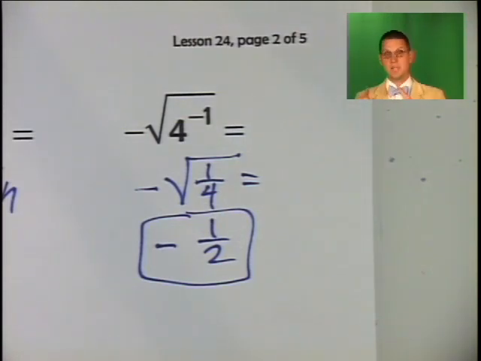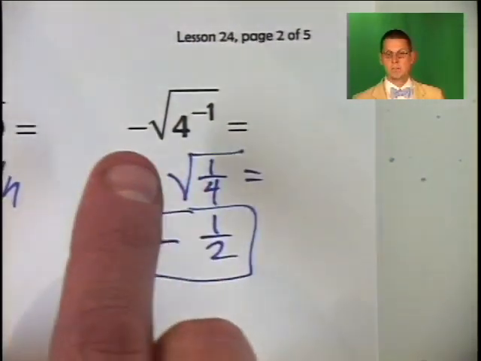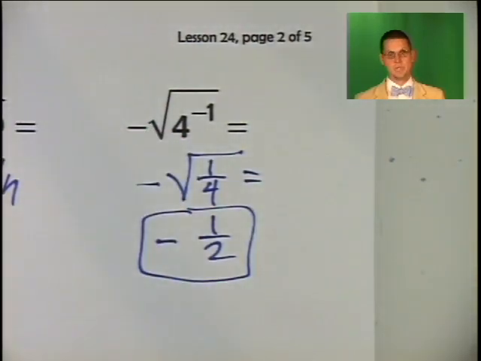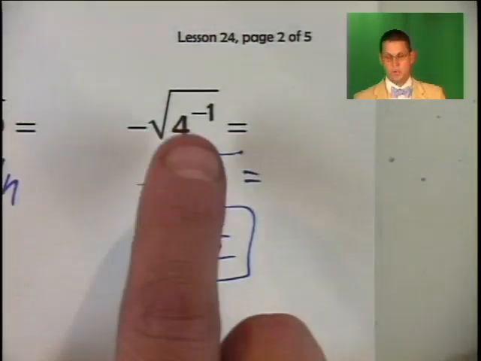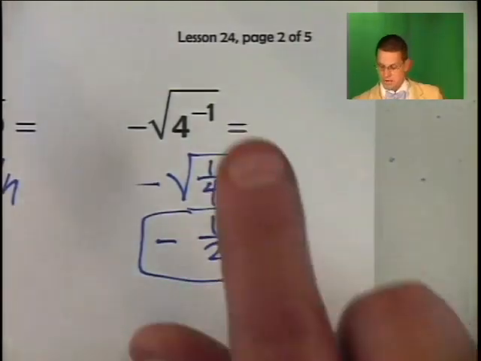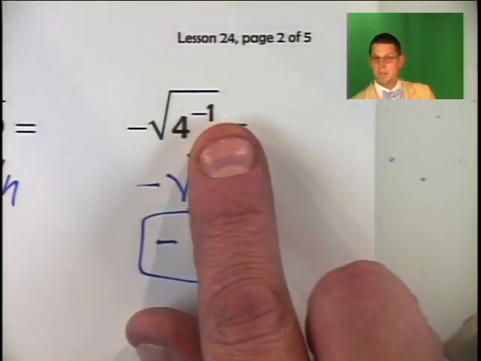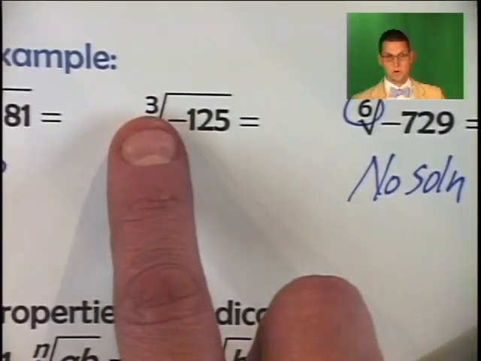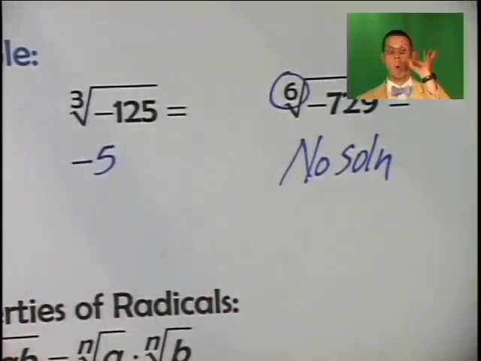Had the negative been on the inside, it would have been no solution, because we'd have a negative under a radical, and our root index is an even number. Okay, got it? So, even root indexes, no negatives under the radical. Now, even though that was a negative, it was an exponent, not a negative number. Odd root index, negatives under the radical are fine. Okay, got it? All right, let's look at some basic properties of radicals.